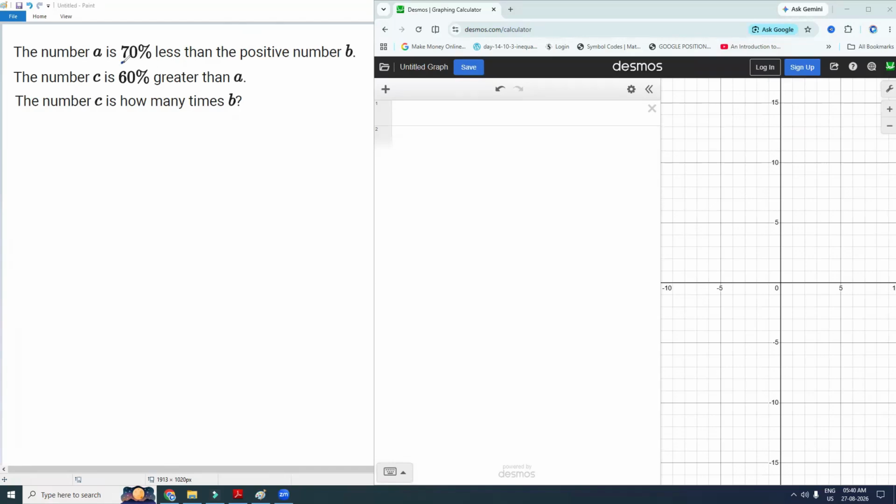The number A is 70% less than the positive number B. The number C is 60% greater than A. The number C is how many times B? We can write the given information as equations.